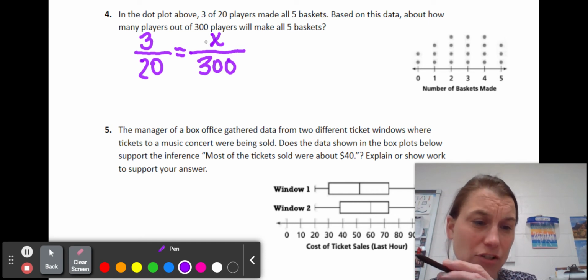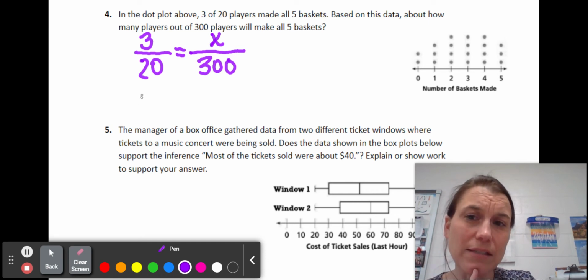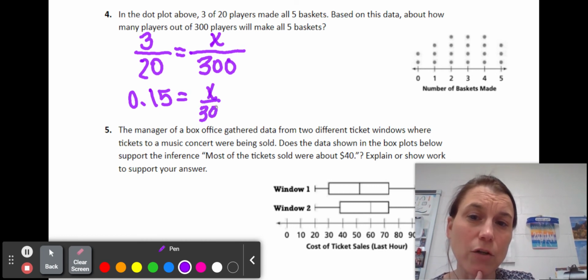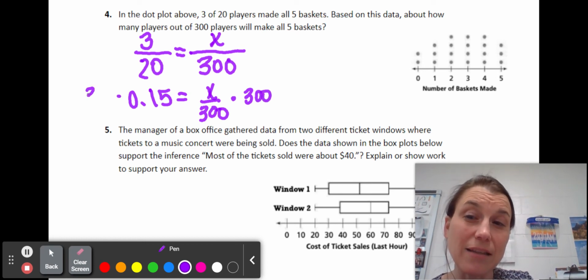So side-by-side matches. What I'm going to do now to solve this is my first step, I'm going to take this fraction on the left and I'm going to divide and simplify first. And I'm going to get 0.15 equals x divided by 300. So now I have an equation that says x divided by 300 equals 0.15. So the opposite of divide is to multiply. So I'm going to multiply both sides by 300 to isolate the x.